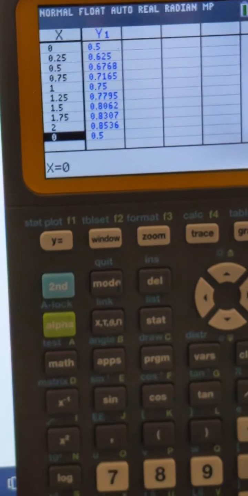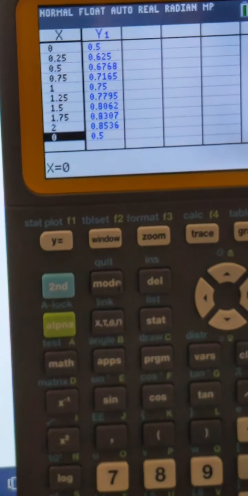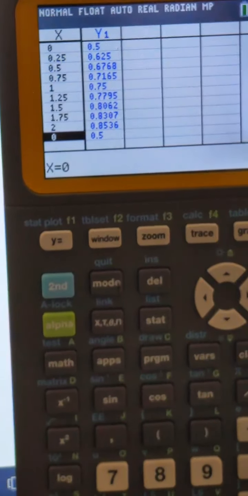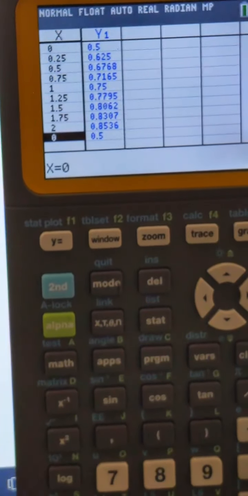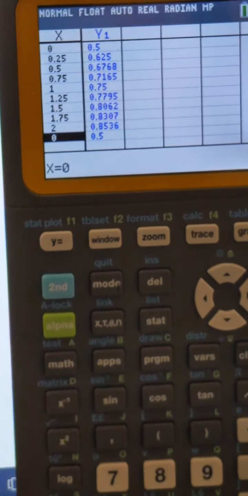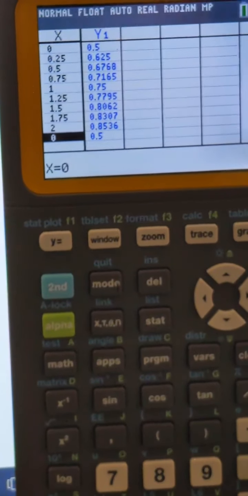So we got 0.5, 0.625, 0.6768, 0.7165, 0.75. Now we could have got these numbers by plugging those into the equation, but this is a little bit easier, a little bit quicker, and ultimately after the next section we'll learn an even shorter way to do this and get a more accurate number.